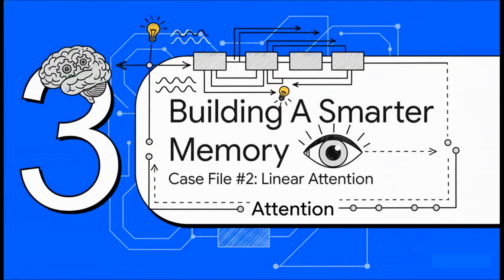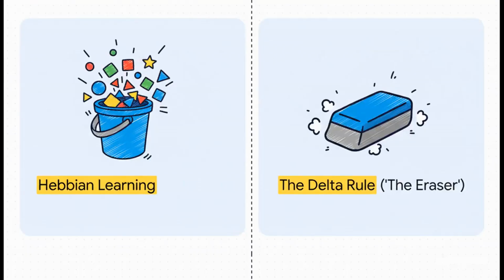Now let's pivot to our second case file, which I promise you is going to seem completely unrelated. We're talking about building a smarter, more efficient AI memory using a technique found in linear attention. You know, when it comes to updating an AI's memory, there are really two main ways to go about it. The first is called Hebbian learning, which you can kind of think of as a leaky bucket. And the second is called the delta rule, which, as you might guess, works a lot more like an eraser.